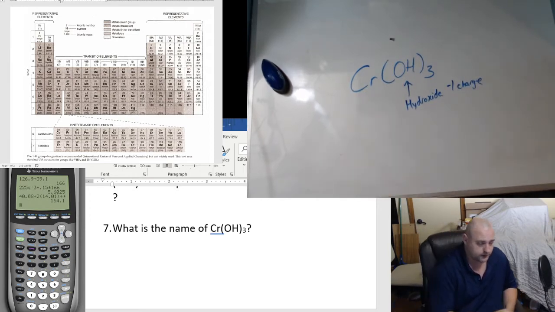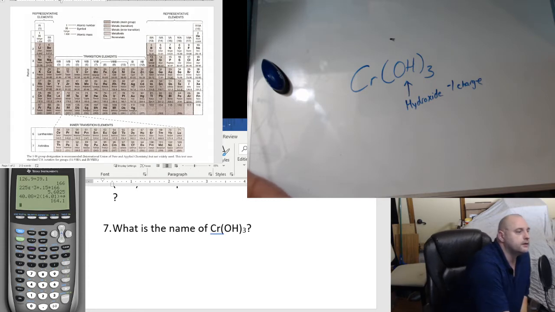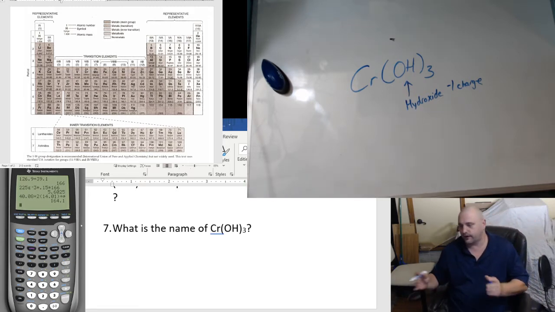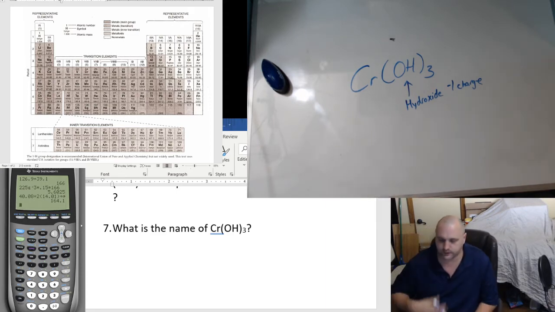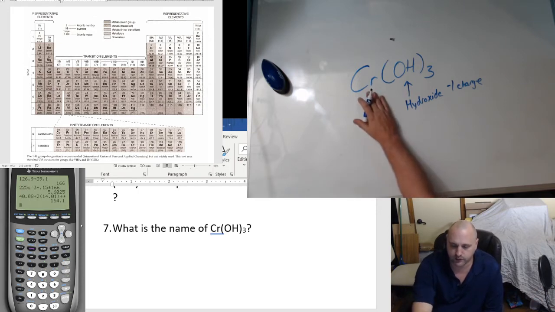Now, Cr, when I go look at the periodic table, I've got to find my Cr. And here it is. Anyway, it's right smack in group 6 or 6B, at number 24. And it is right smack in the transition elements. So it's not in group 1, it's not group 2, and it's not aluminum. So it can have multiple different charges.